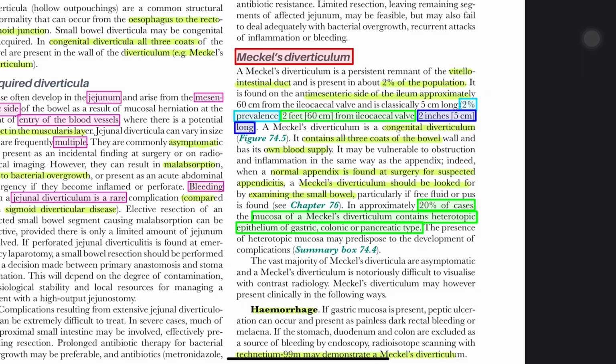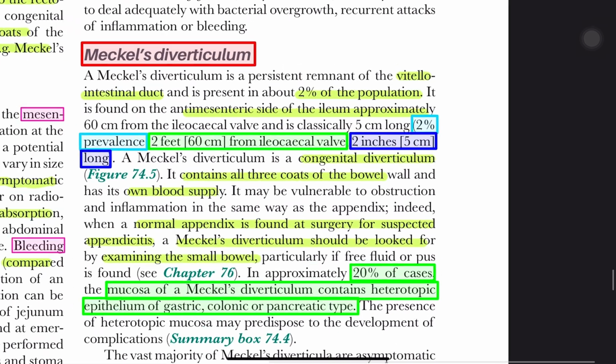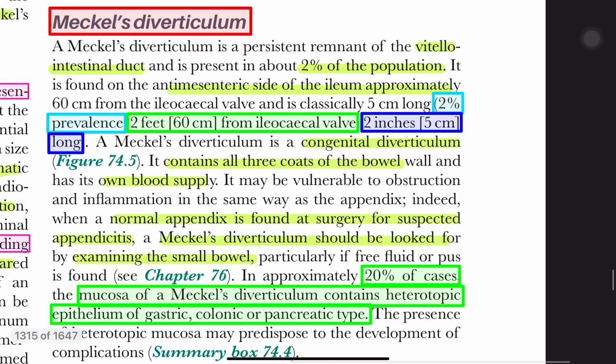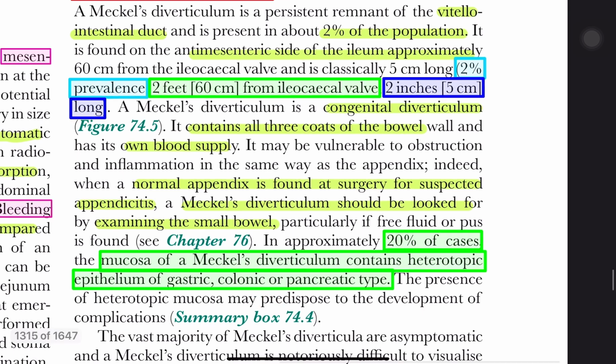Okay, let's see what Bailey said apart from all this. So here the rule of 2 is given. That's why I am showing. And in 20% of cases, the mucosa of Meckel's diverticulum contains heterotopic epithelium of gastric, colonic, and pancreatic type.